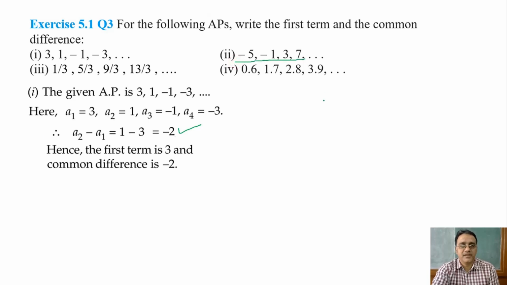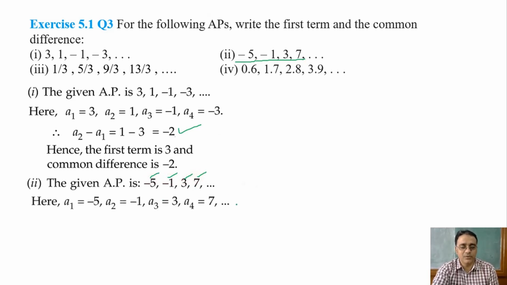Second question. -5, -1, 3, 7. A1, A2, A3, A4. So what is the first term here? -5. Now how will you calculate D? A2 minus A1. So minus of -5 it will become plus. So -1 plus 5 कितना होगा? 4. Right, 4.